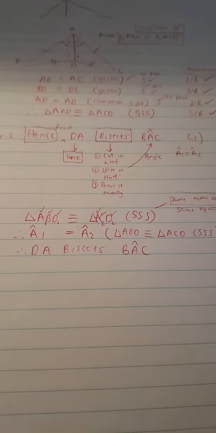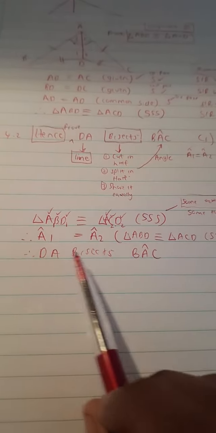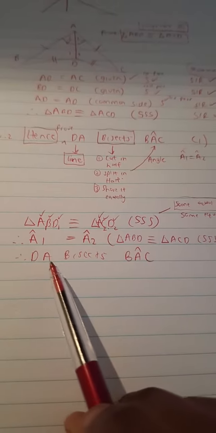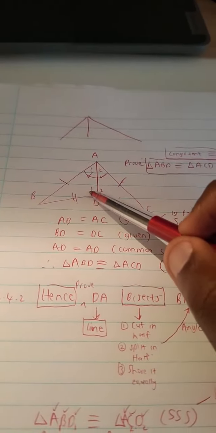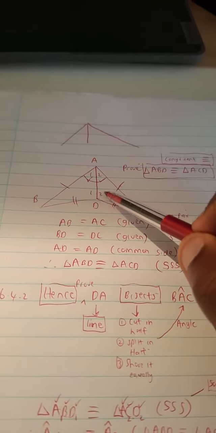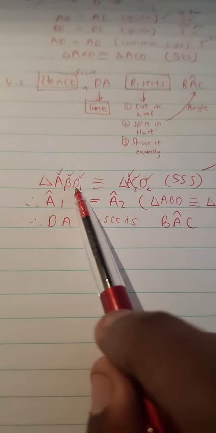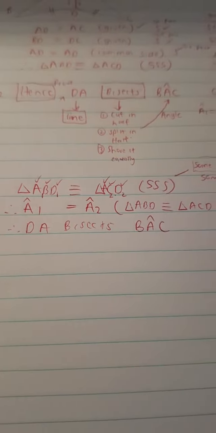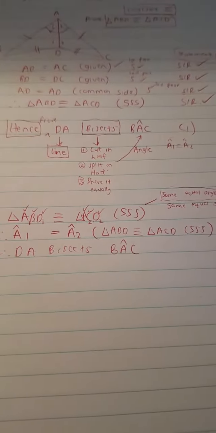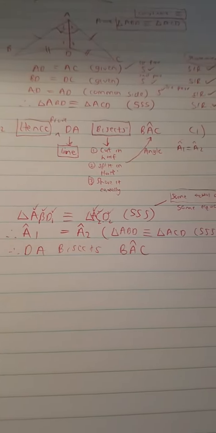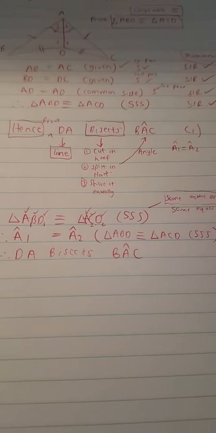But I'm sure you guys can also see that DA does not only bisect angle BAC, DA also bisects this angle D, because D1 is also equal to D2. Angle D1 is also equal to angle D2. That's just something else to think about. But obviously for this question that we were asked, we were able to answer it because the triangles are congruent.